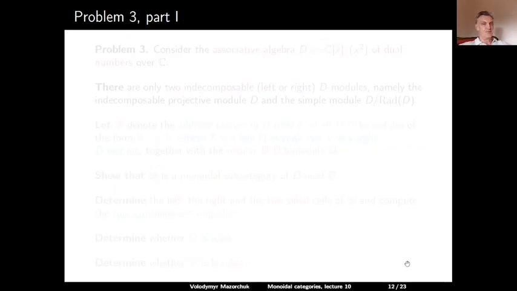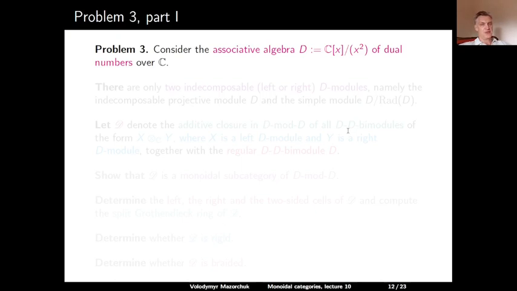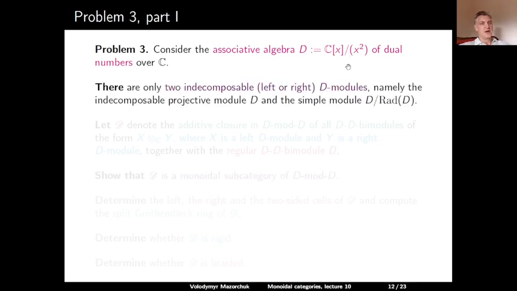Problem 3. Consider the associative algebra D of dual numbers over C. So D is a quotient of the polynomial algebra C[x], modulo the ideal generated by x squared. There are only two indecomposable left or right D modules, namely the indecomposable projective module D and the simple module given by D divided by the radical of D. We already mentioned it in our solution to problem 1.